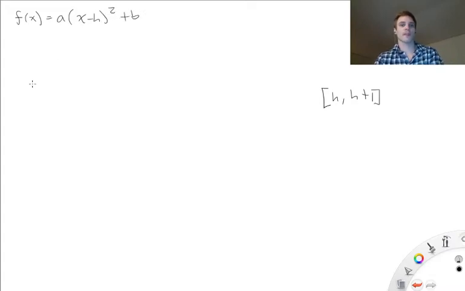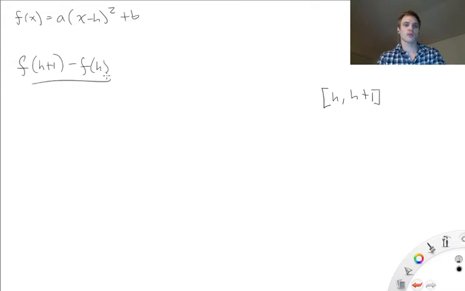Now f of h plus 1 minus f of h all over h plus 1 minus h. This is just plugging in our values for what we said was our average rate of change.